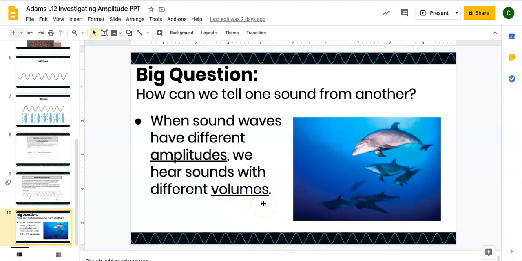So again, to sum up today's lesson, when sound waves have different amplitudes, whether the amplitude is small, medium, or large, we hear sounds with different volumes. It's either quiet or it is actually going to get louder.